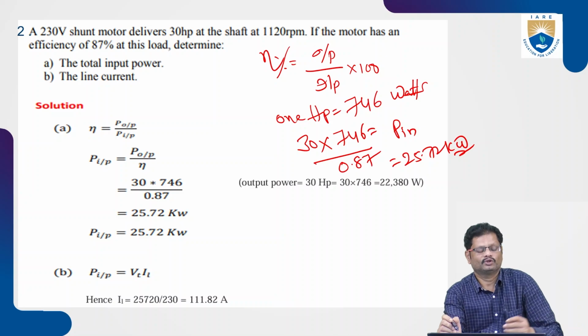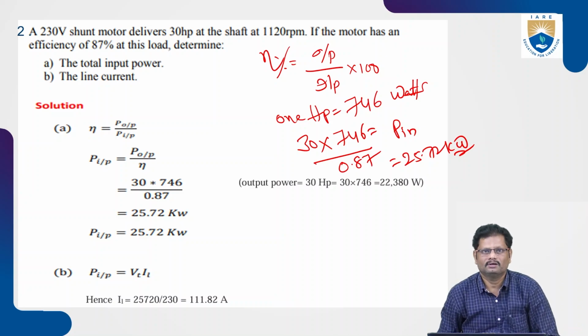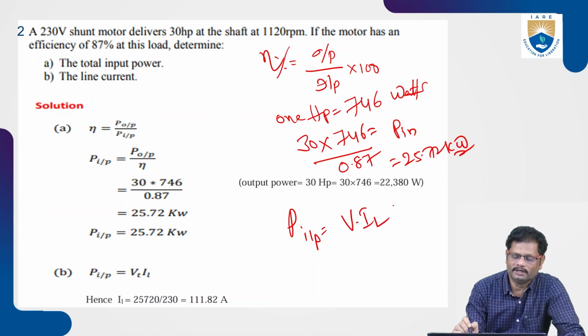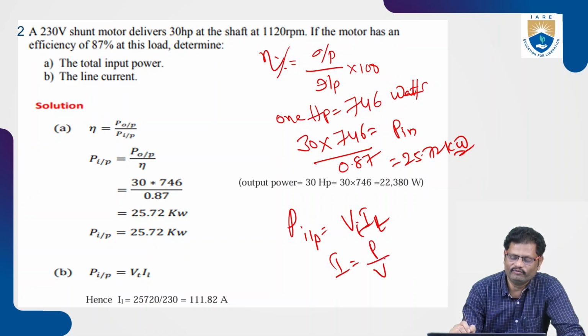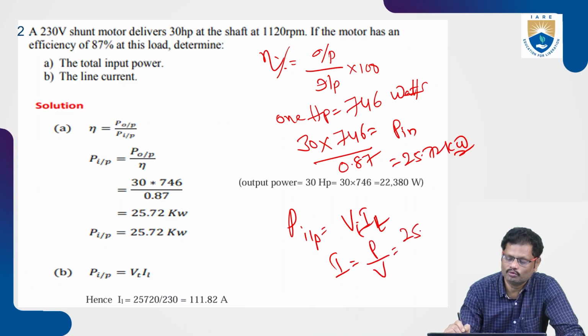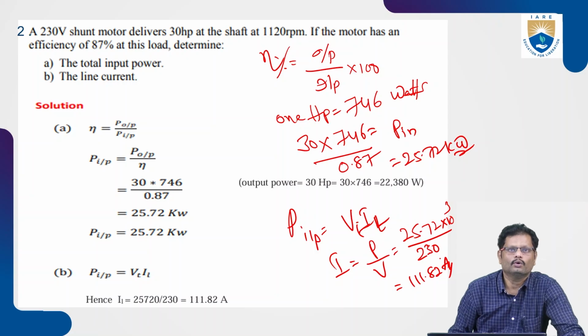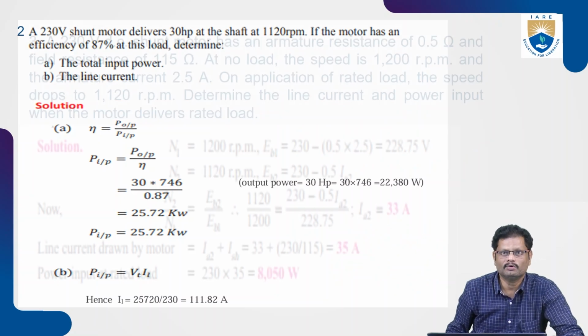And the second part, the total line current. Already given the voltage as 230 volts, we can easily calculate the line current, because input power P equals V into IL. Hence, I equals P by V, where we have already calculated P as 25.70 kilowatt, divided by V as 230 volts. So we'll get 111.82 amps as the load current, line current. So this is another problem.